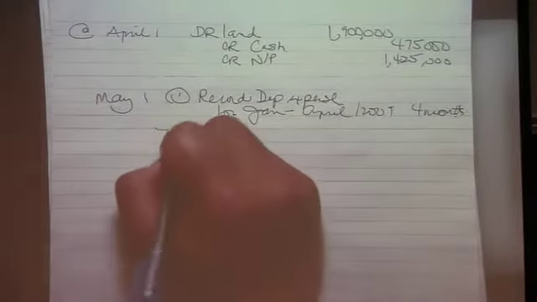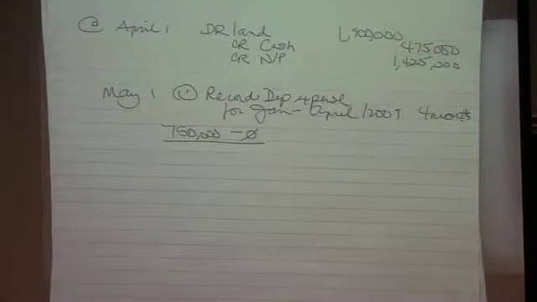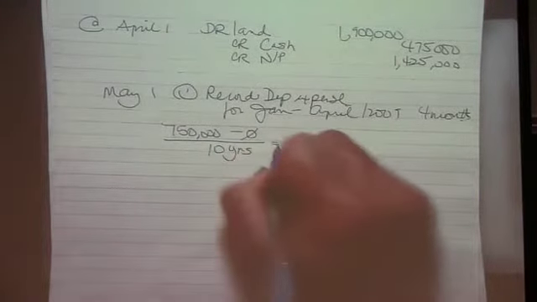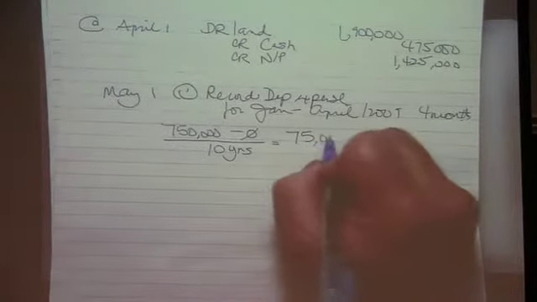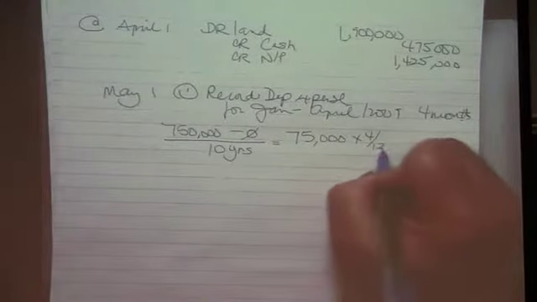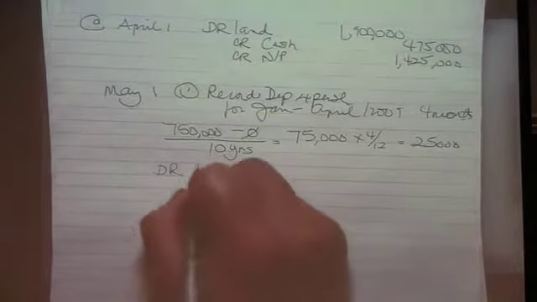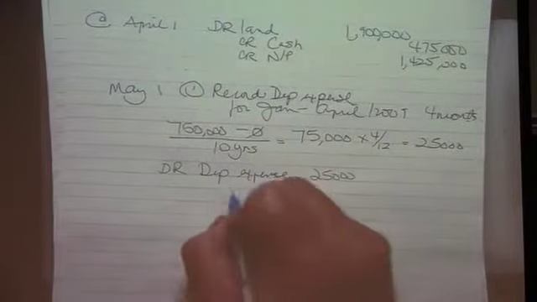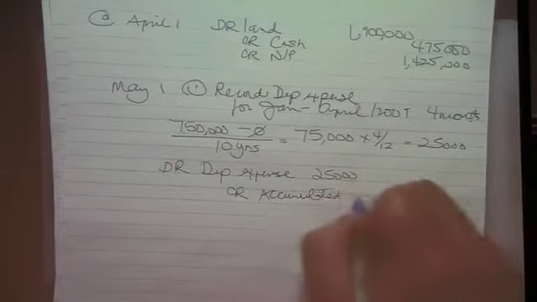So how did we determine that? Well, we know the original cost is $750,000. There was no residual value, and we're told that the equipment has a 10-year life. So we know that that is $75,000 per year, and multiply by 4/12 to give us $25,000. So we're going to debit depreciation expense, credit accumulated depreciation.